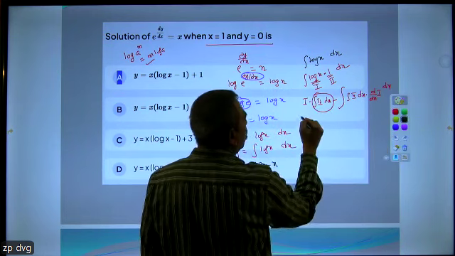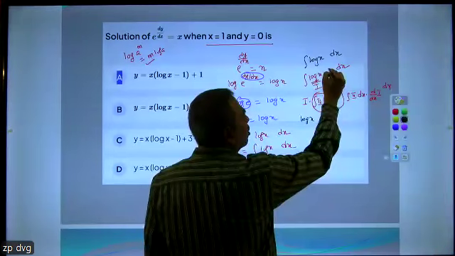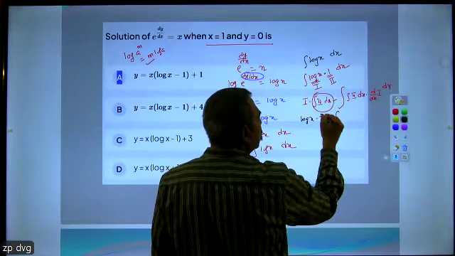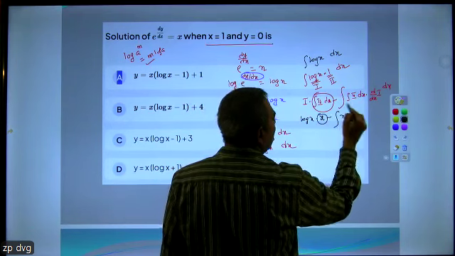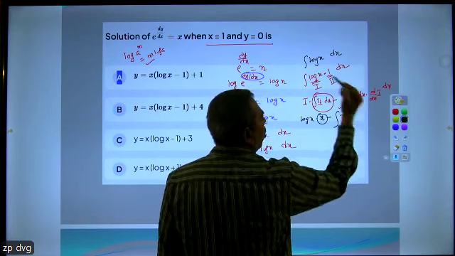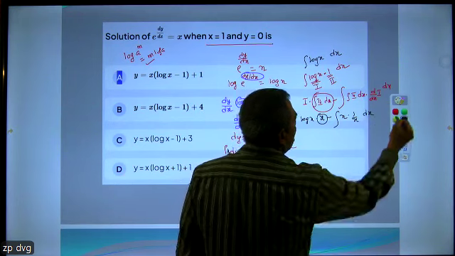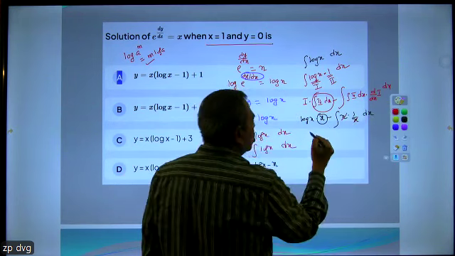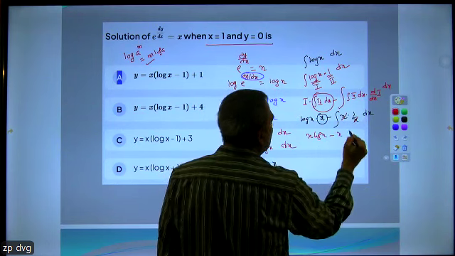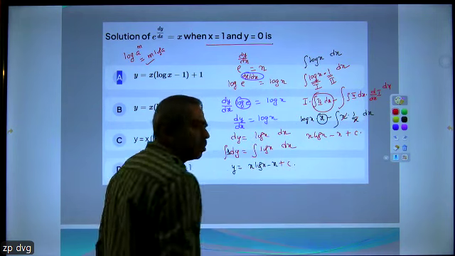First into second means log x into integration of second. Integration of second means integration of one, which is x, minus big integration of the integration of second, which once again is x, times differentiation of first. First is nothing but log x. Differentiation of log x is 1 by x dx. So tell me here, what is cancelling? Here x gets cancelled. So what is left out is x into log x minus integration of 1, which is x, plus some constant. So here it is plus some constant. Got it?